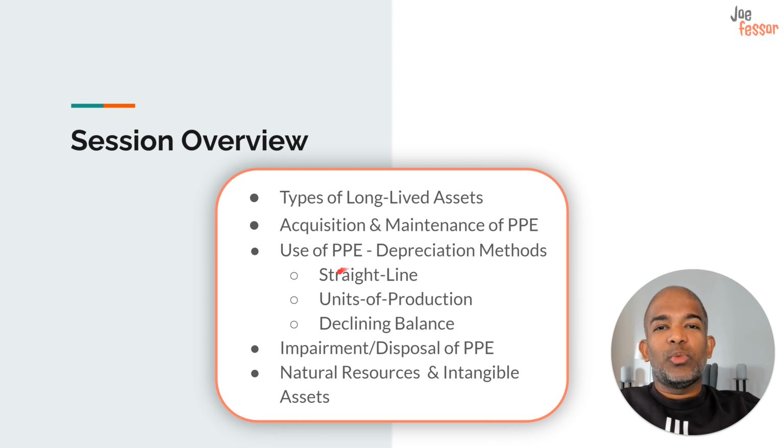The three methods we'll be focusing on are the straight line method, the units of production method, and the third method, which is an accelerated depreciation method known as the declining balance method. Further, we'll be looking at how to deal with impairment and disposal of plant, property and equipment. Finally, we'll be looking at how to account for natural resources and intangible assets.